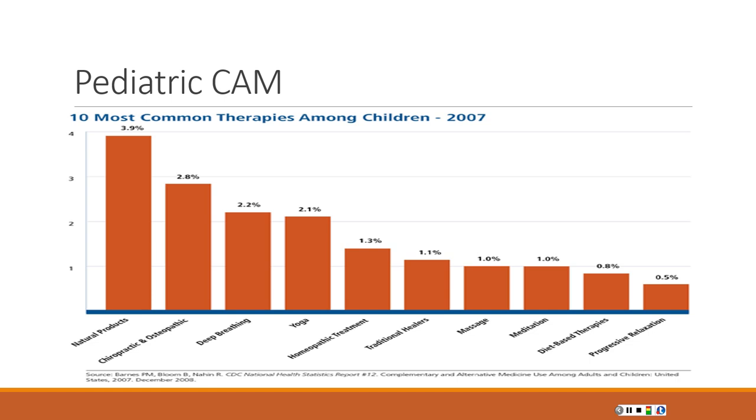So, pediatric CAM. These slides are basically the same as the yellow ones we just saw. It's giving you the same numbers, but now for pediatrics. What's going on in pediatrics is definitely something that we see. Natural products are going to be the most popular in pediatrics. Parents are taking their kids to chiropractors and osteopaths as well.